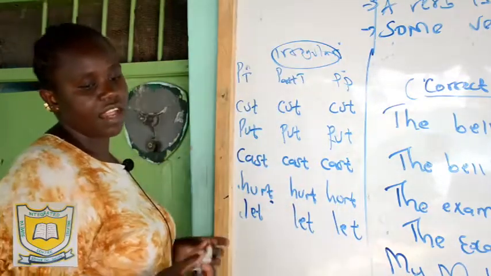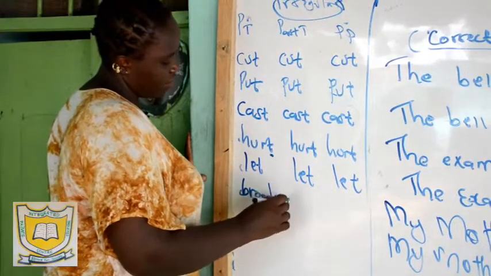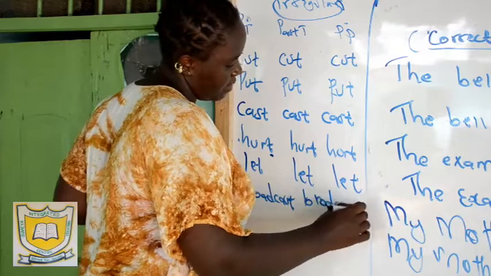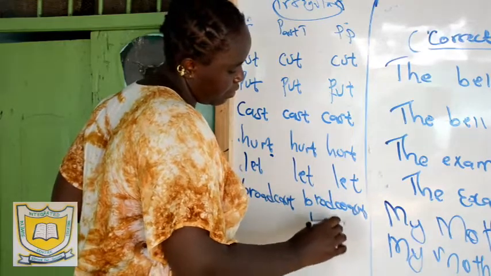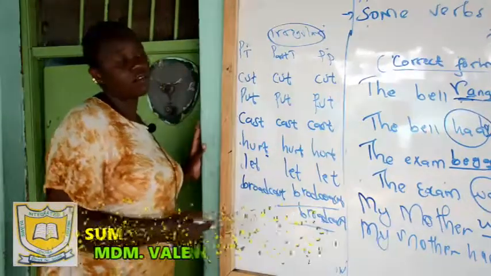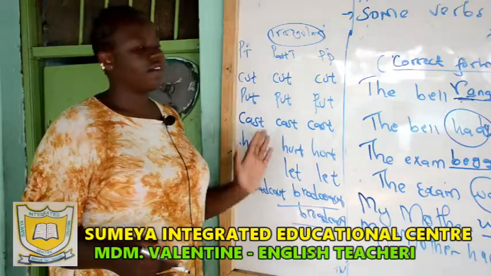Okay, we can have another one, which is broadcast. Let's say, for example, today you broadcast. Yesterday you broadcast. The previous day you also broadcast. So while changing these verbs from their past tense to their past participle, or if you are given a sentence, these are irregular verbs that do not change.